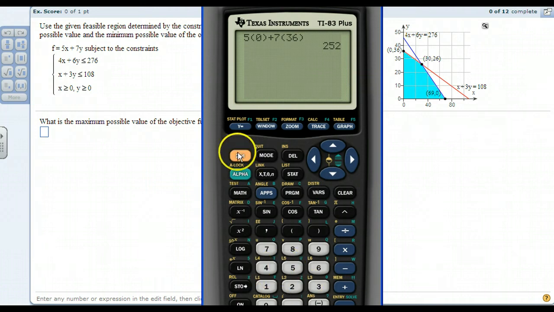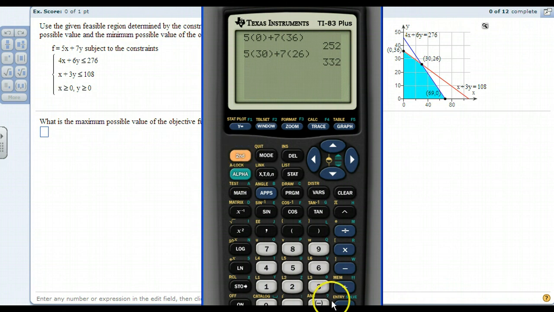Now, do it again. I can hit second, enter, bring back the last thing I just did, and now I'm going to change this from 0 to 30. I'm going to try this other point. So 30, insert parentheses, and then the 36 I'm going to change to a 26. Alright, 332. So far this is lower, so the maximum right now is this one.